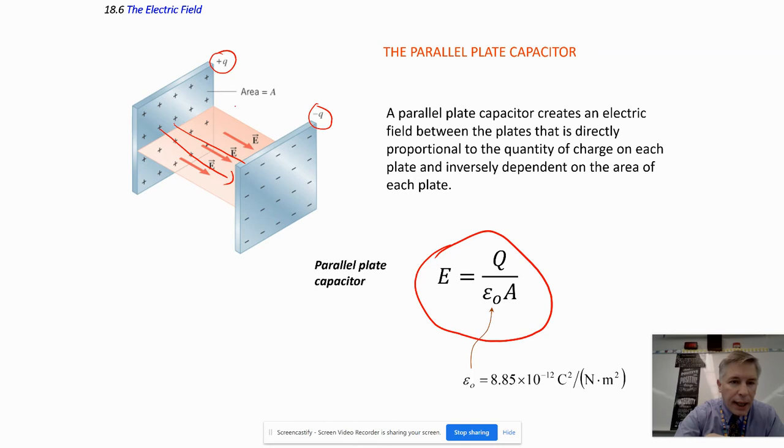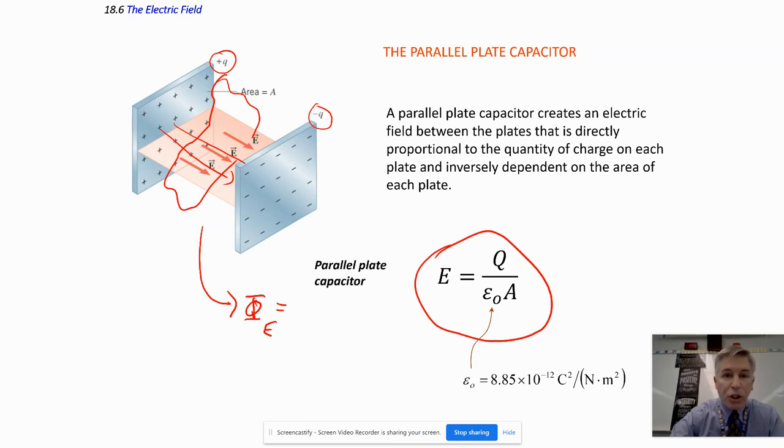If I take some shape and put it in here, what I then have is an electric field passing through some surface, some area. That's called electric flux. So there's going to be some kind of electric flux going through here.